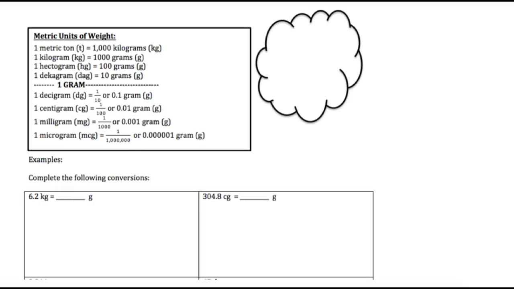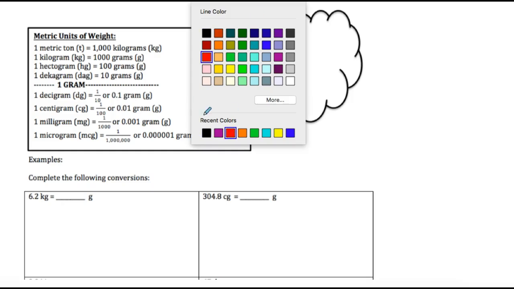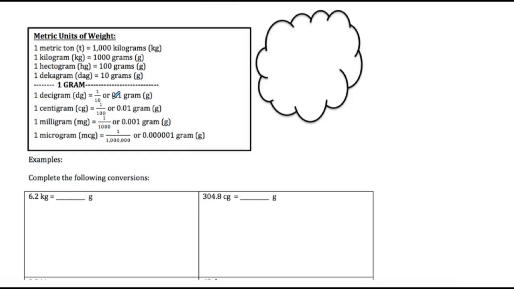Hi everybody, welcome to the second section of weight and mass conversions. In this section we're going to be focusing on the metric unit. The metric unit really focuses on the use of a gram, and the gram is actually the weight of 1 cubic centimeter of water. So it's not very heavy.